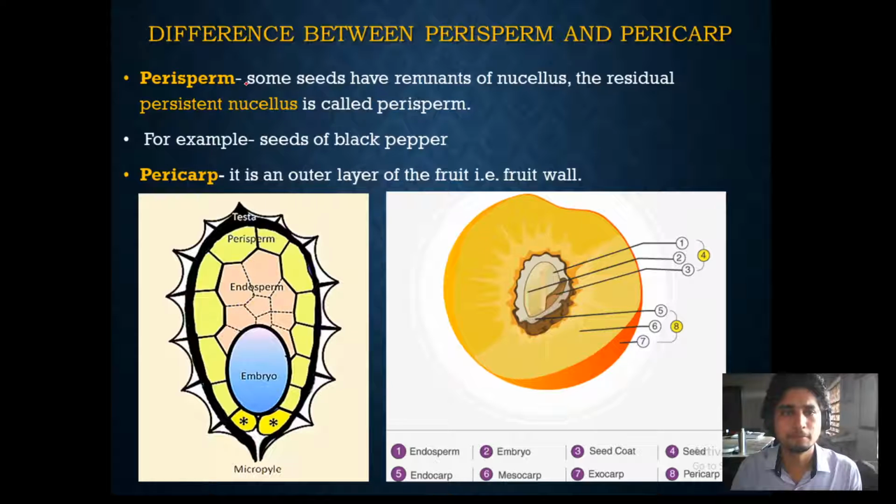So perisperm: some seeds have the remains of the nucellus. The remnants of nucellus are nothing but the perisperm. The residual persistent nucellus is called perisperm. An example is black pepper. In black pepper, the nucellus is present.